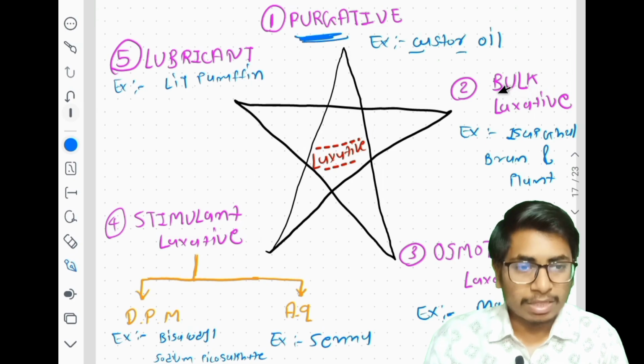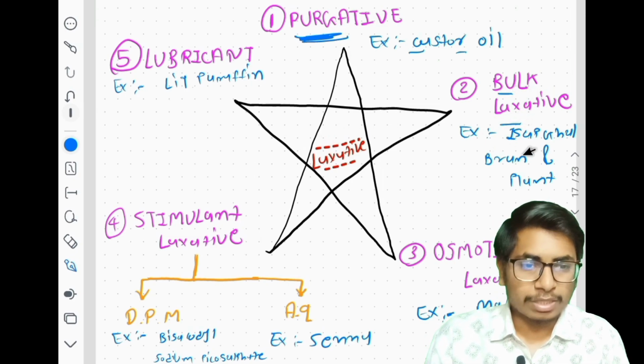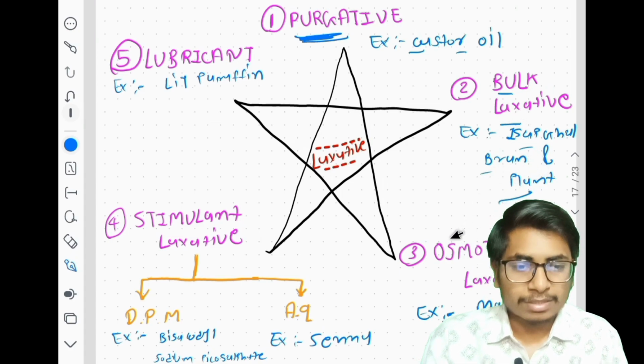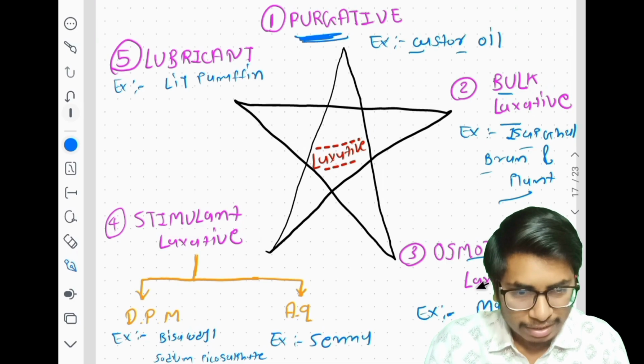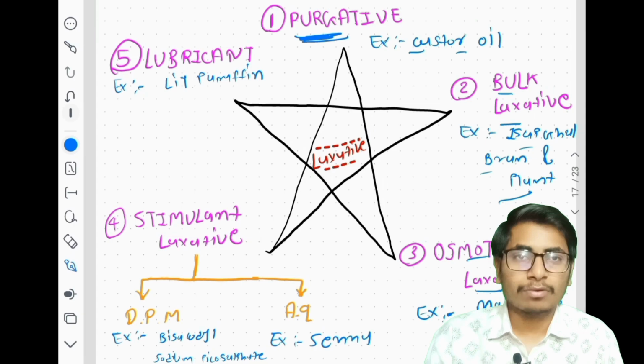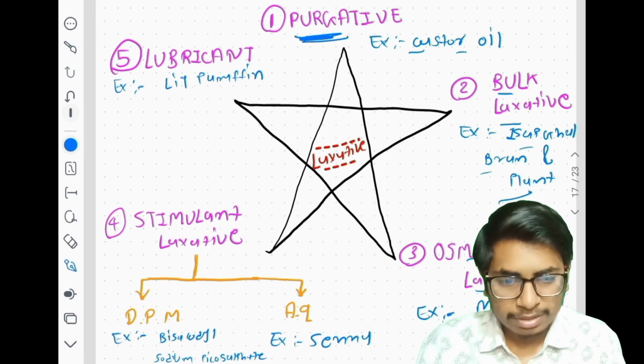The second is the bulk laxative. It includes Ayurvedic churna, isabgol, bran and plant fiber. The third class is osmotic laxative, for example magnesium hydroxide or milk of magnesia. Second is lactulose, which is nowadays widely used.